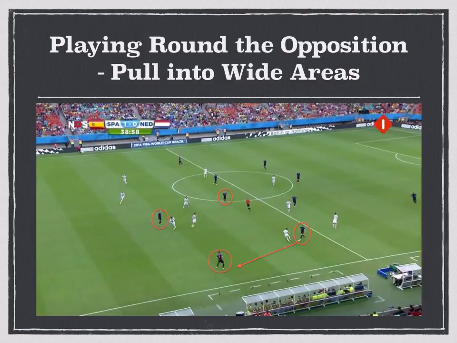So if you have a look at it from a different angle, left-sided wing-back's got it, striker has pulled into that vacated space because the opposition's fullback, the right back, has bombed on to press the ball.